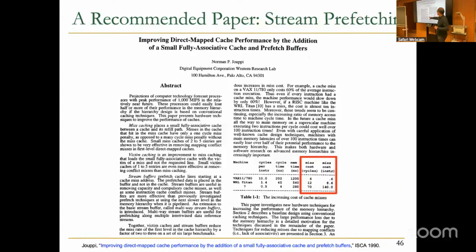So this is what the processor is designed for, stream prefetching, the WRL (Western Research Lab) Titan processor. Miss cost is about 12 cycles, and in terms of instructions, that's 8.6 instructions. The projection is 140 instructions. So this IBM paper at HPCA, their memory access latency is about 700 processor cycles at a 5.5 gigahertz processor. That's a very long memory access latency.